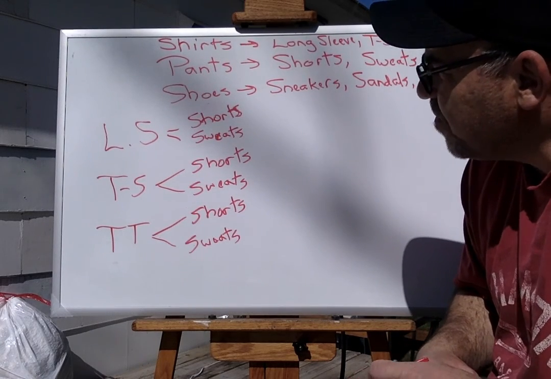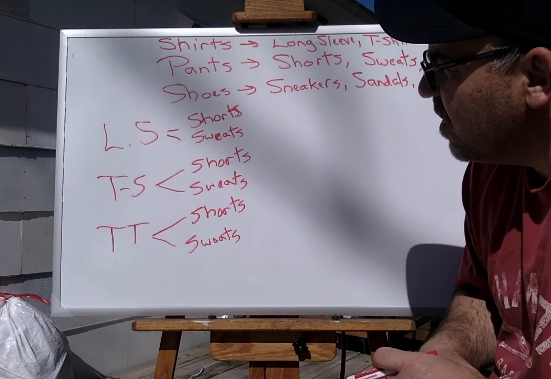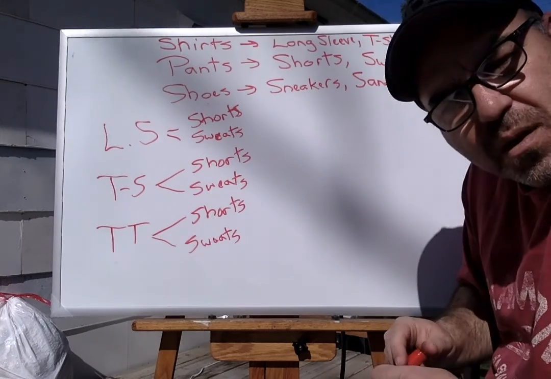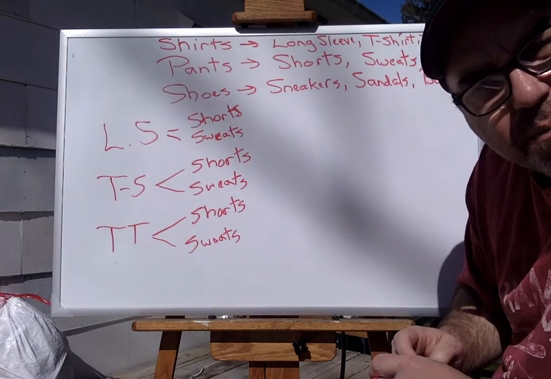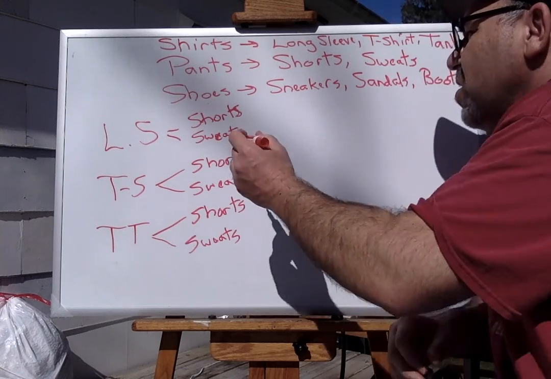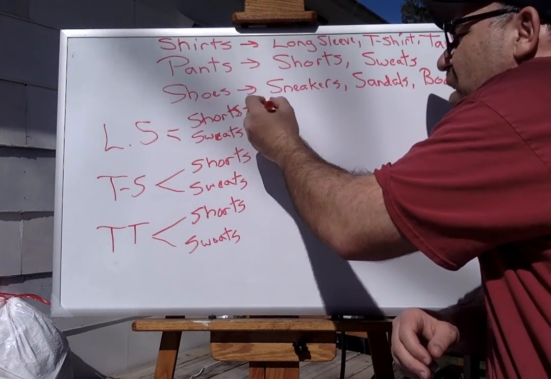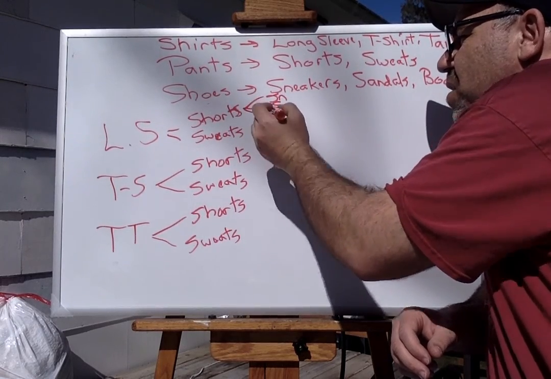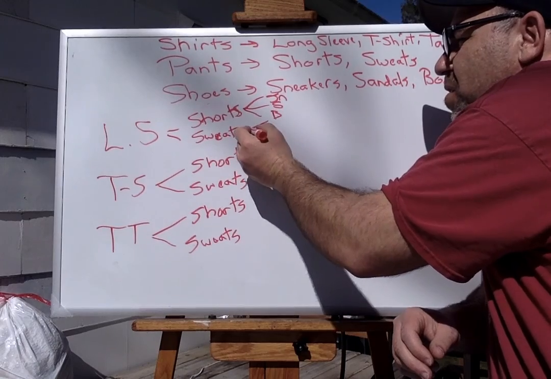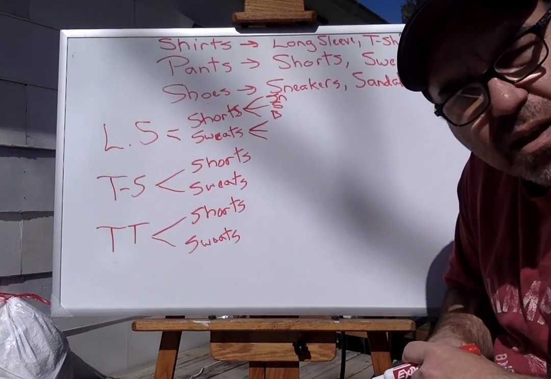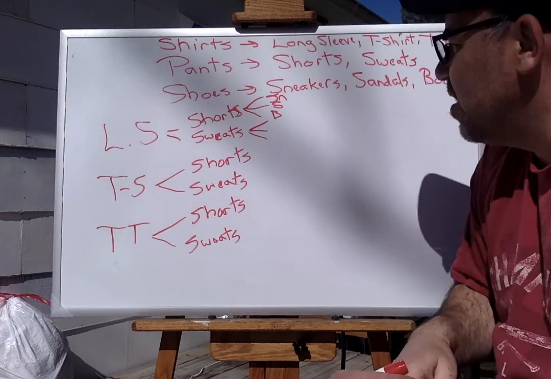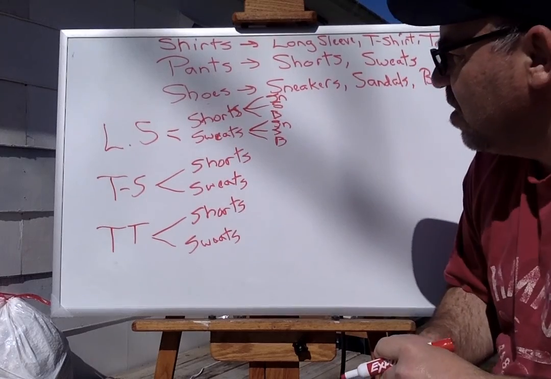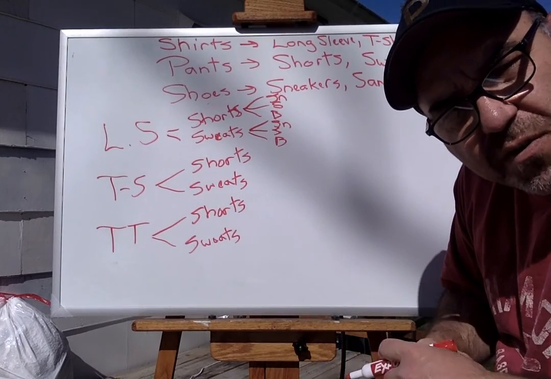Okay, now, if you wear a long sleeve shirt and shorts, now you have to pick a pair of shoes. So how many choices of shoes do you have? Well, you've got 3 choices of shoes. You have sneakers, sandals, and boots. And with your sweats, if you wore a long sleeve shirt and sweatpants, you could wear sneakers, sandals, or boots.